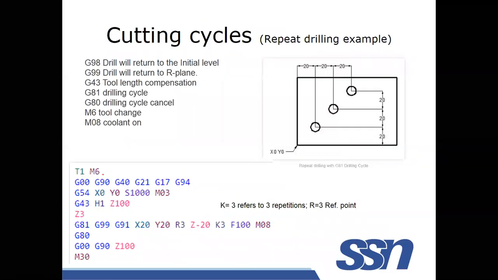Okay, cutting cycle. We have already discussed drilling cycle, milling cycle, etc. In this example, I am showing you the drilling cycle, which means you can make n number of drillings. This option is available for a CNC machine tool. G81 is a drilling cycle, and G80 will cancel the cycle. It's a canned cycle, you can say.